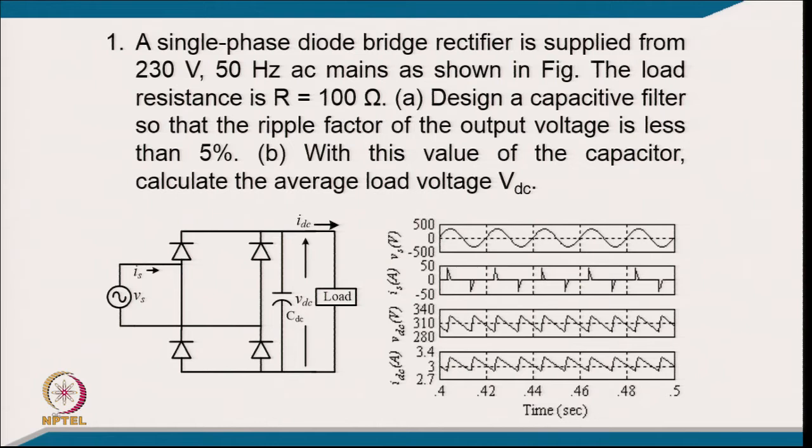So, you have a circuit here which consists typically of a diode rectifier with a capacitive filter followed by the load. After designing, you get these waveforms: the DC link voltage waveform, DC link current and then the supply current.